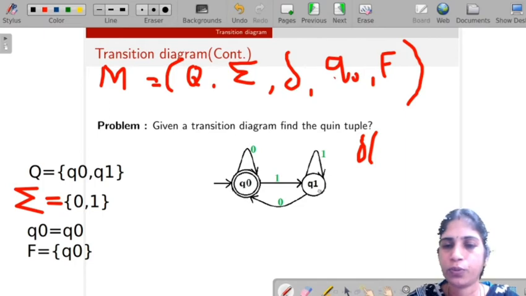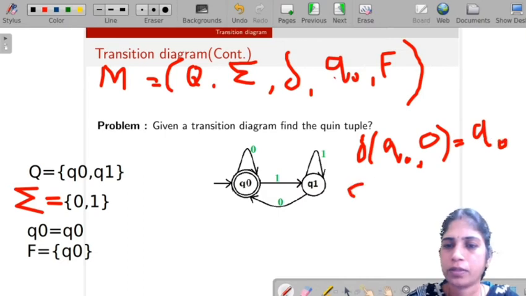From the state Q1, it reads the input symbol 0, it goes to Q0. From the state Q1, it reads the input symbol 1 and it goes to Q1 itself. So we should write all the 4 transitions. That is delta of Q0, 0 is equal to Q0 itself.